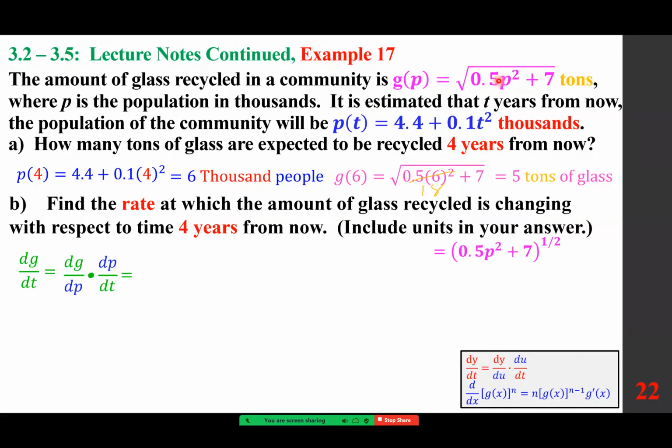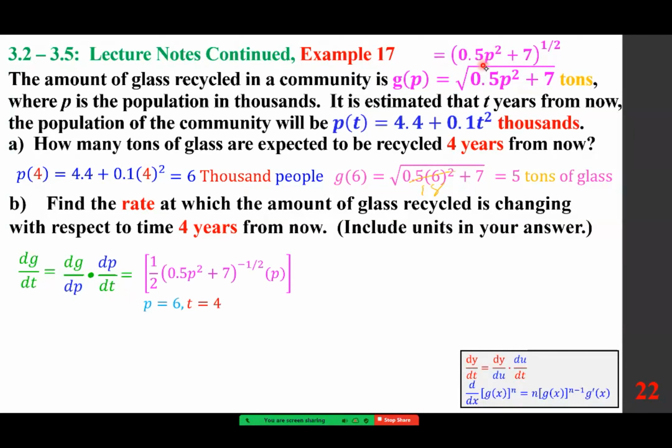To do so, we're going to write this to the power of 1/2. And now we use the extended power rule: 1/2 times 0.5 P squared plus 7 to the power of negative 1/2, and then times the derivative of the inside, which is 0.5 times 2P, which is P. And then dP/dt is just 0.1 times 2T, or 0.2T. Now we're going to use P equals 6 and T equals 4 because we have done the calculation. We plug in.